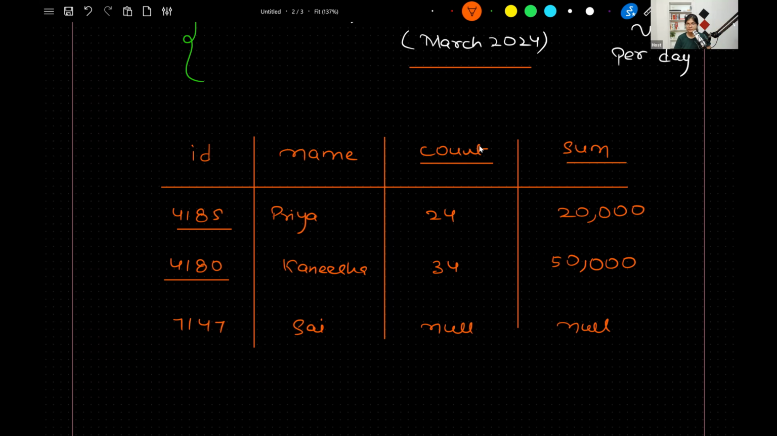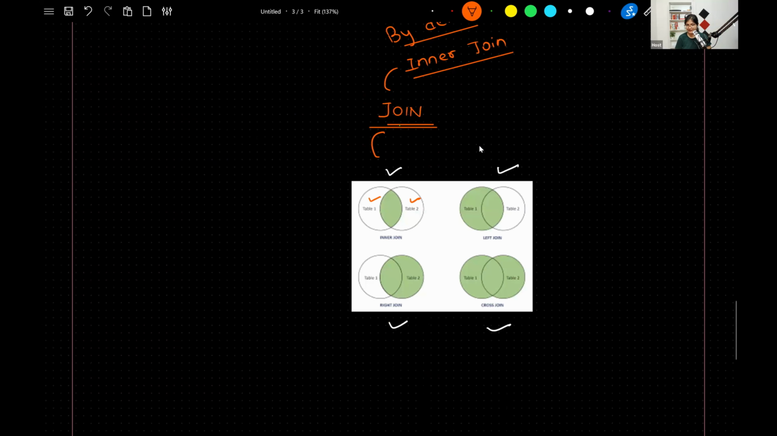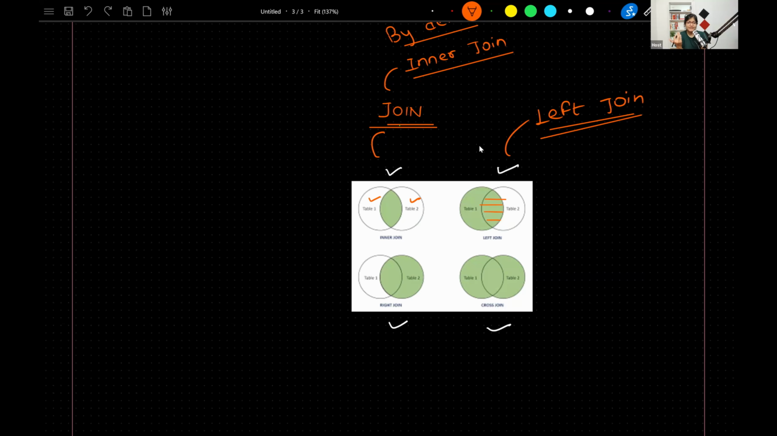What is the meaning of left join? On the left side, I am saying complete records should be displayed. If there is a common value, display that. So display the count and the total sum value with respect to those particular candidates. For those who do not have any transactions in the March month, just display the ID of that person and the name of that person, and the count and sum you can take as null. Make sense?